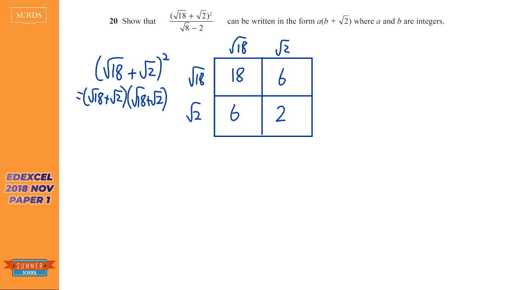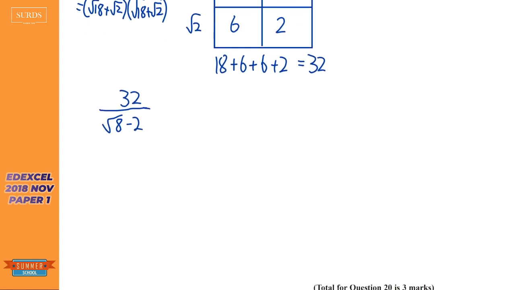Add those up and you get, is it 32? And I should probably write down what I'm doing for the examiner, just in case I'm wrong, which hopefully I'm not. Okay, so that's going to be 32. So actually the top of the fraction, so we can rewrite this question as 32 over root 8 minus 2. Well, that's a nicer question.